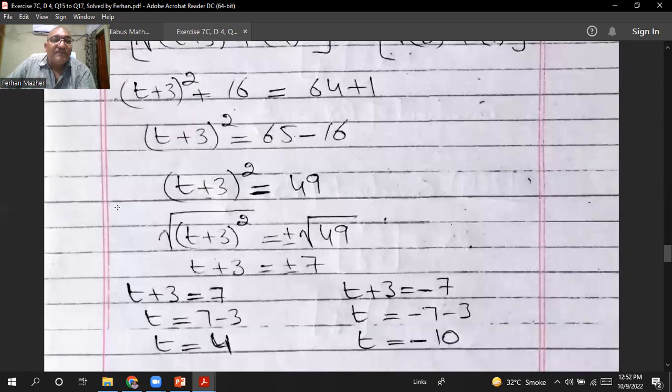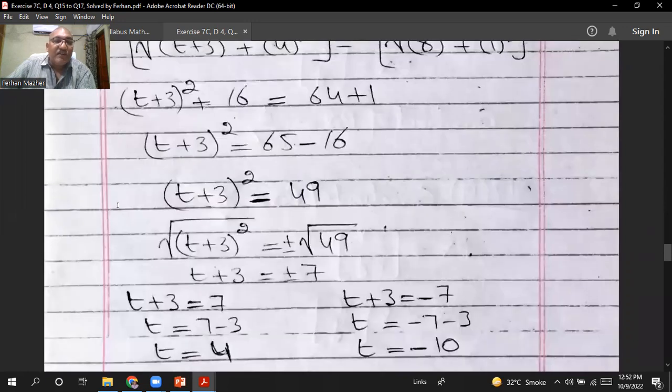So you will have T plus 3 equals plus minus 7. So there are two possibilities. It will be T plus 3 equals positive 7, so T will be equal to 7 minus 3. That is T equals 4. And the other possibility is T plus 3 equals minus 7. So T will be equal to minus 7 minus 3. That is, T will be equal to minus 10. So these are the two possible values of T.